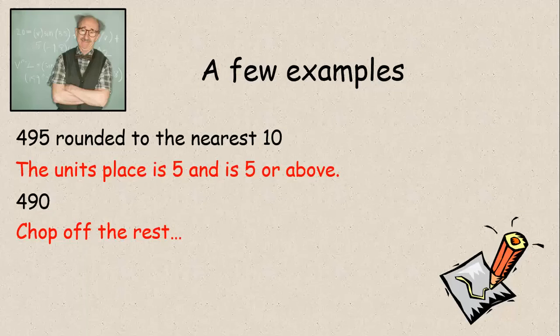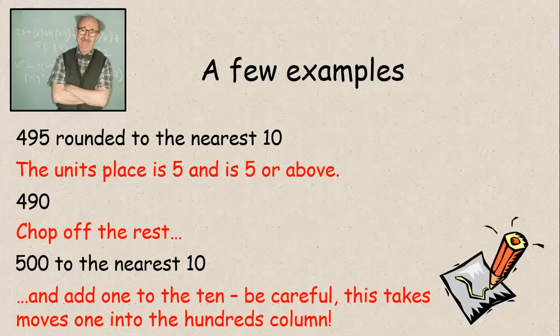So 495 shouldn't become 49, it should become 490. And then because the 5 is 5 or above, we add 1 on to the tens column. But of course, you have to be careful in this example, because the tens column was 9 to start with, when we added 1 on, 1 moved over and we end up with 500 to the nearest 10.